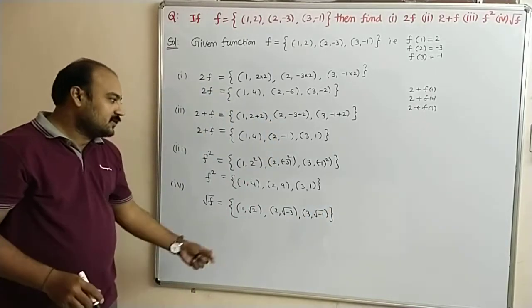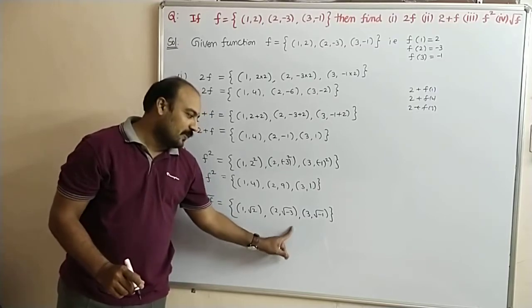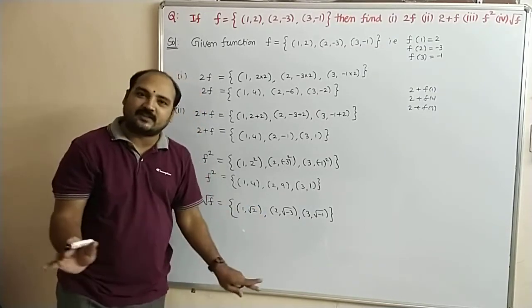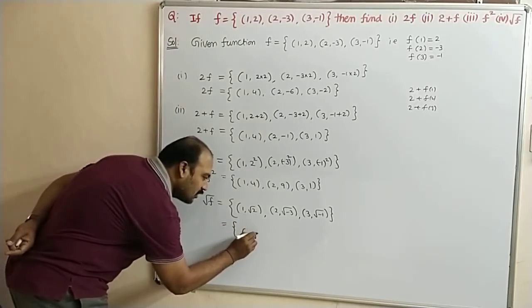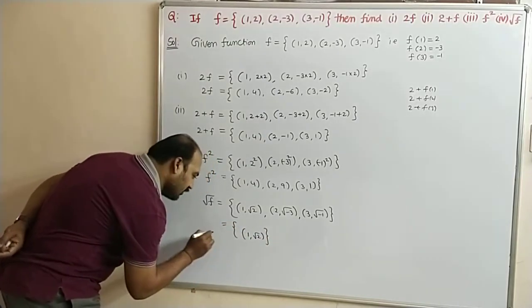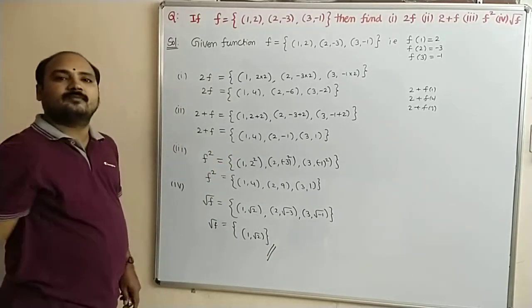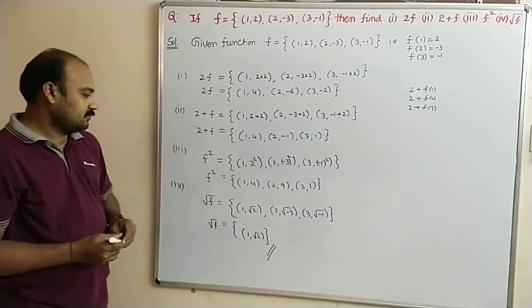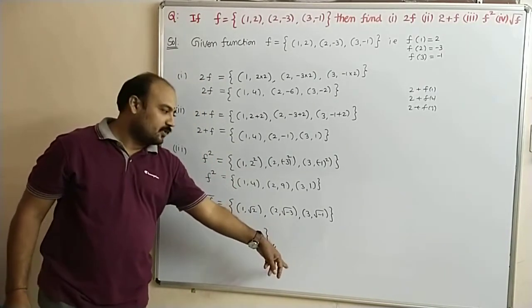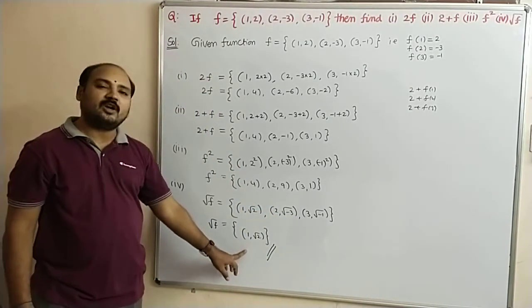We know that square root exists only for positive values. So root minus 3 and root minus 1 cannot exist. Therefore, it is equal to 1 comma root 2, because the remaining values do not exist. It's not possible. Root minus 3 is not possible. Root minus 1 is not possible. So now root f equals 1 comma root 2.